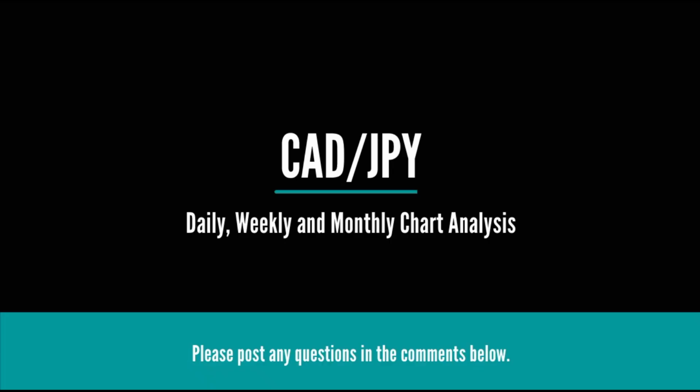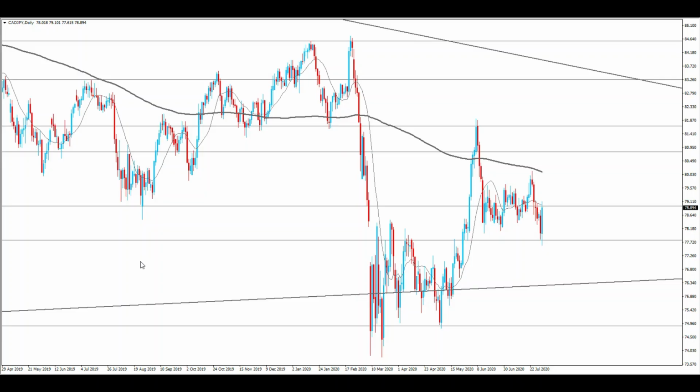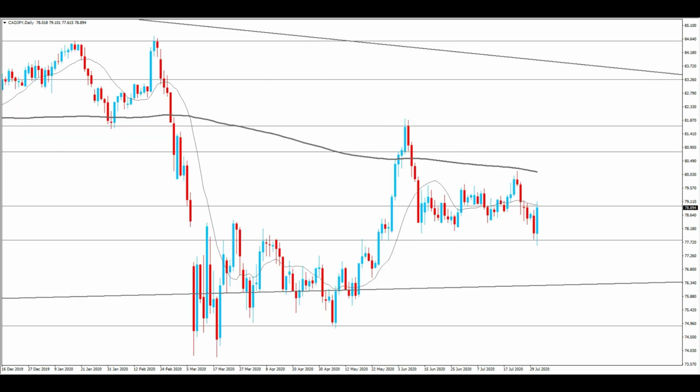Let's take a look at CAD JPY. Okay, so for CAD JPY on the daily time frame, it does look like we're still in that range pattern that we've been having for quite a while now. Price moves between these two levels here. We thought we had a breakout there, price has come back down and come back down to retest the low here, and we've had that big engulfing candle on the daily chart.